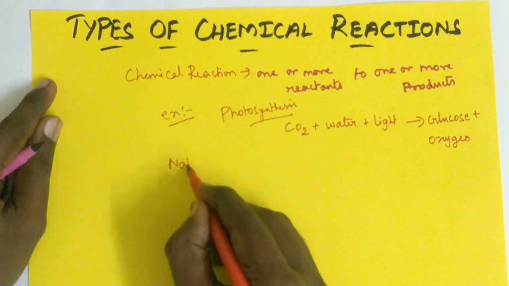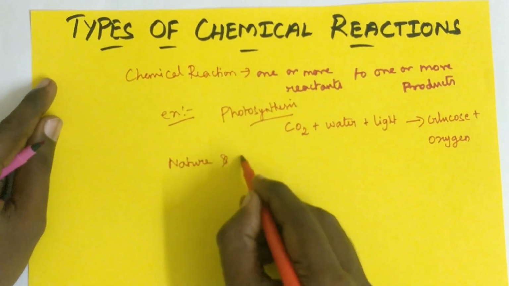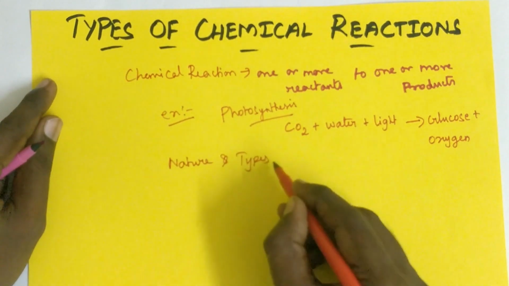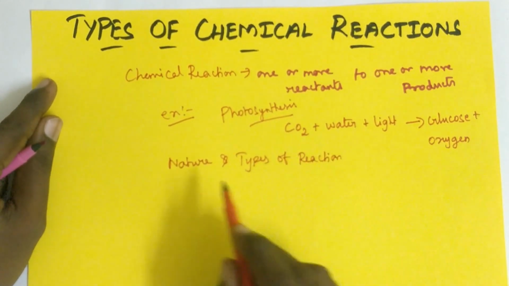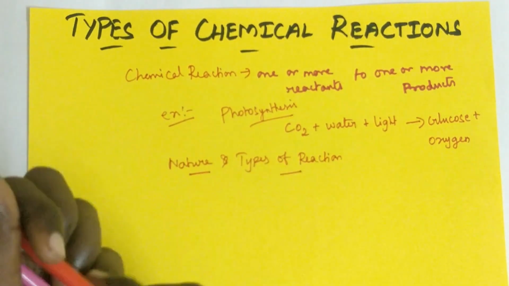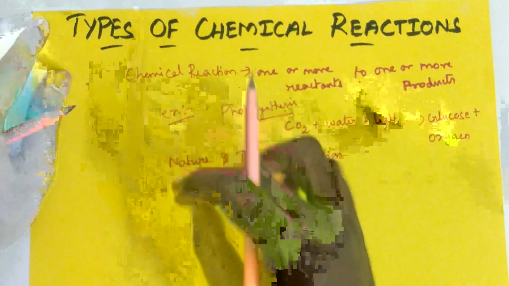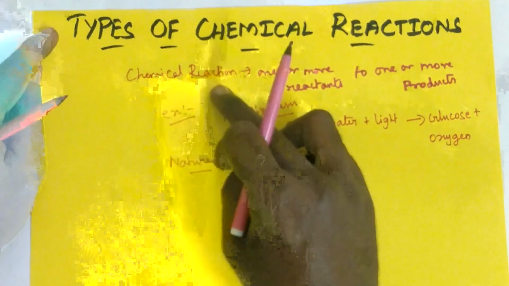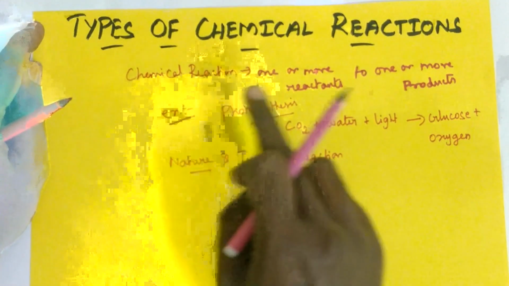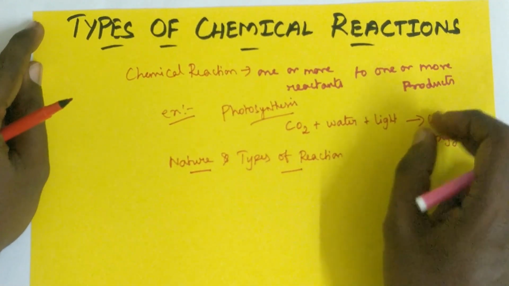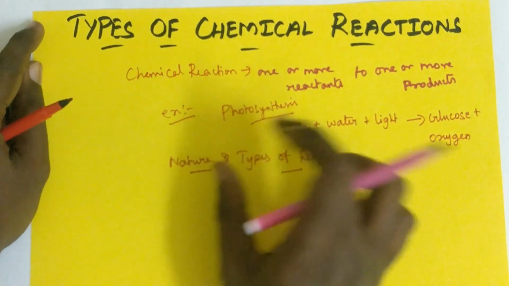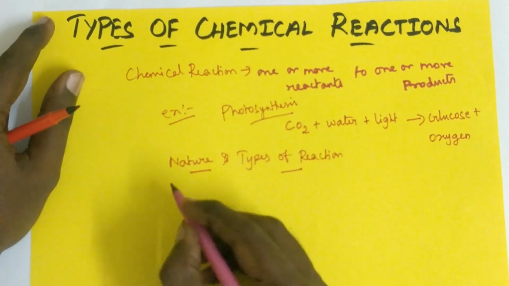We are going to study nature and types of reaction. First, we will see nature. So we have already seen what a chemical reaction is. Chemical reaction means one or more reactants are converted into one or more products. So what will happen during the chemical reaction?